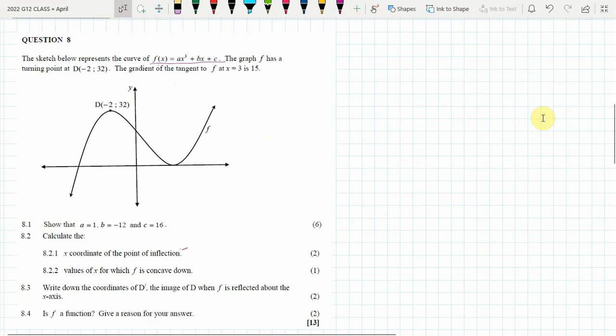Yeah, so do you have a plan for this problem, for the first one, 8.1? We need to get the values of a, b, and c in that equation, and this is all the information we are given.